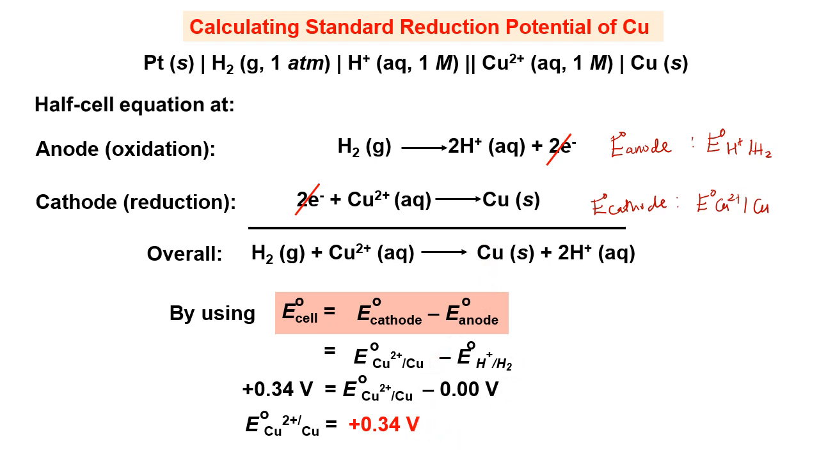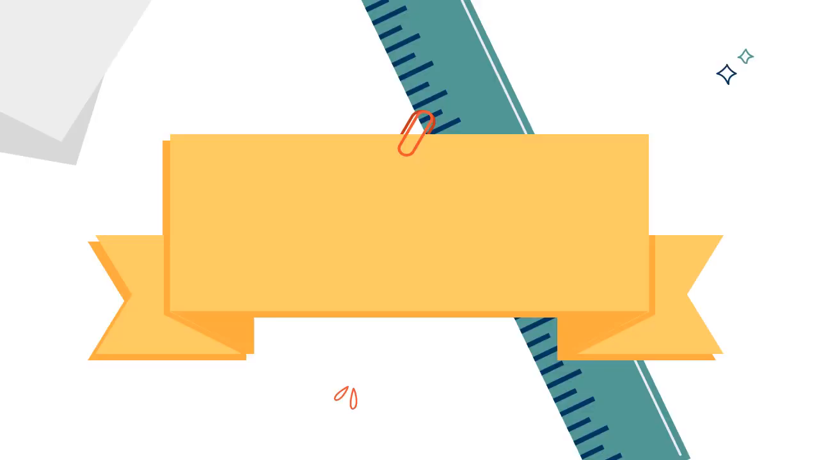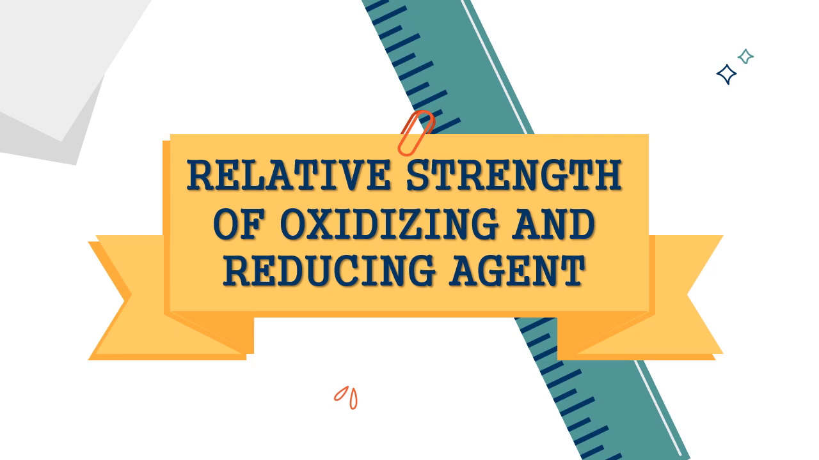So this is just the overview on how the values of the standard reduction potential are constructed. Now, we're going to proceed with another part of 3.1, the relative strength of oxidizing agent and reducing agent. I hope you still remember what is an oxidizing agent and what is a reducing agent. Just a quick recap.